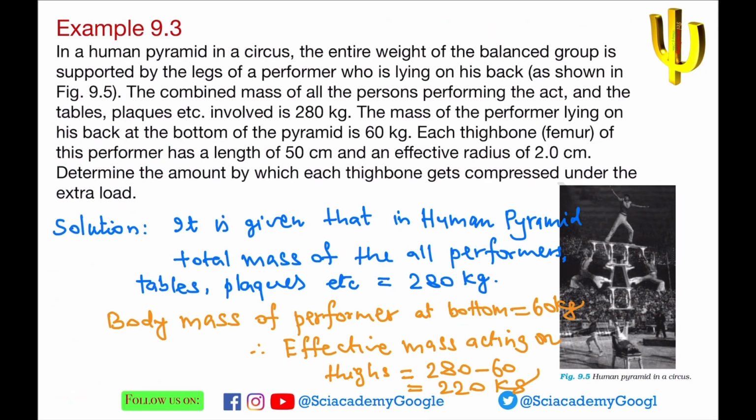Now let us solve numerical problem 9.3. This is a very interesting problem and you must focus on it. The problem is, in a human pyramid in a circus, the entire weight of the balanced group is supported by the legs of a performer who is lying on his back. You can notice this in the picture of the human pyramid in a circus, figure number 9.5 of your NCERT textbook for class 11, part 2.